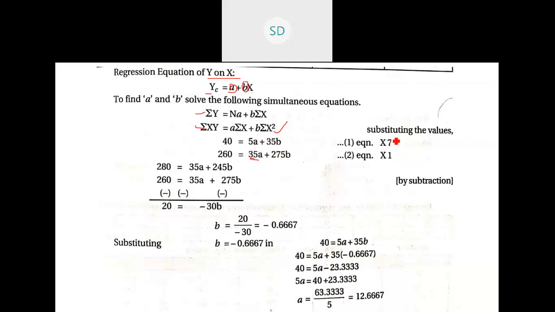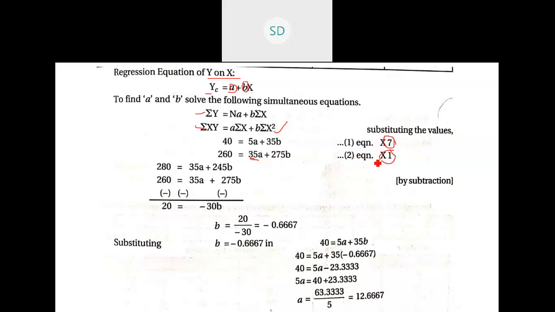And the second equation I can multiply by 1 so that it remains as it is. So multiplying the first equation by 7, 40 into 7 is 280, 5 into 7 is 35, 35 into 7 is 245. Next, 260 as it is, 35a as it is, 275b as it is. Why is it as it is? Because we have multiplied it by 1.